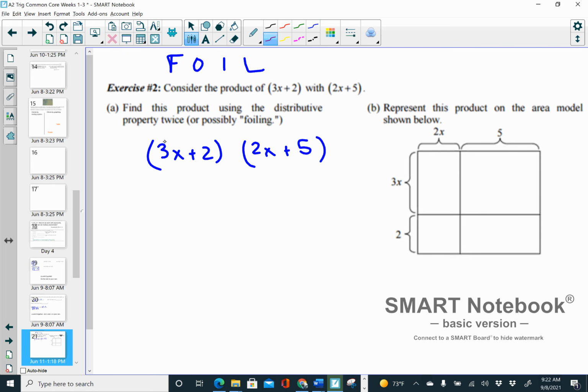Let me just go ahead and change my color. So I'm going to do first. 3x times 2x is 6x squared. I'm going to do outer, my outer side.